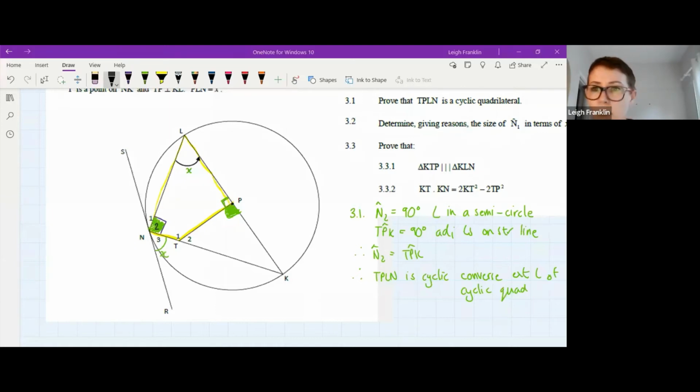Sorry, ma'am. Yes, Tisha. Ma'am, aren't you supposed to have two reasons to prove that a shape is a cyclic quad? No, Tisha, you only need one. So it has to be one of those three that we discussed in the beginning: converse angles in the same segment, or converse exterior angle of cyclic quad, or converse opposite angles of a cyclic quad are supplementary, which you could also do in this case. We would also be able to do it that way here.